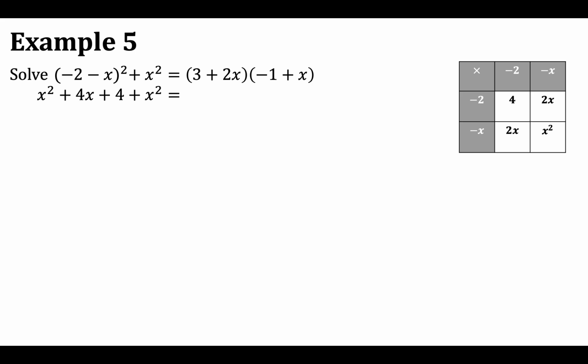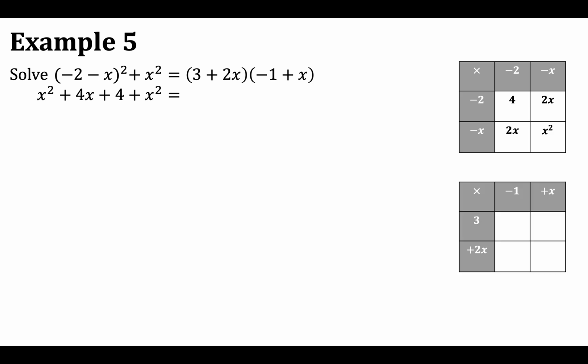Now, the right hand side of the equation, we have 3 plus 2x multiplied by -1 plus x. So we set up our area model for that, and we'll get -3, +3x, -2x, and 2x squared. Collecting like terms will give us 2x squared plus 1x minus 3.